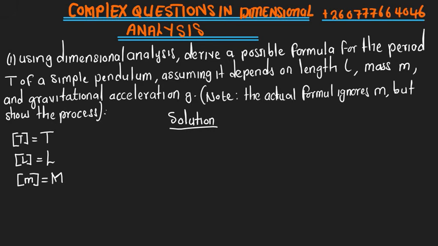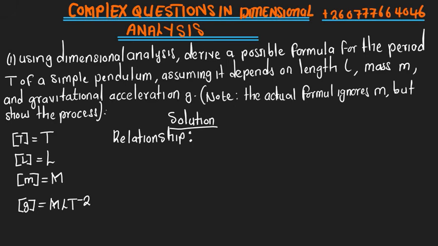This is quite an interesting question and very complex. What are the dimensions of gravitational field force or acceleration? It is simply MLT to the power negative 2 in MLT concept. If we are to depict a relationship based on the question, they are saying we derive a possible formula for the period T of a simple pendulum, assuming it depends on the length, mass, and gravitational field force.